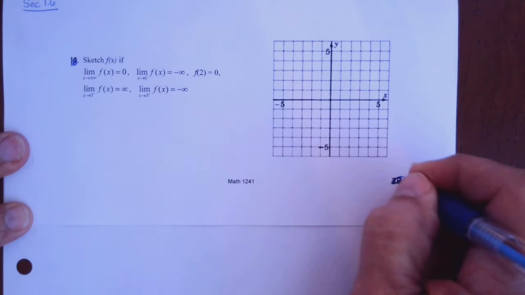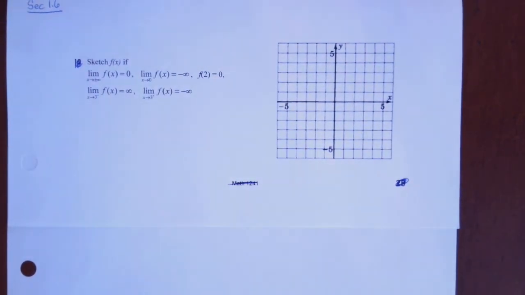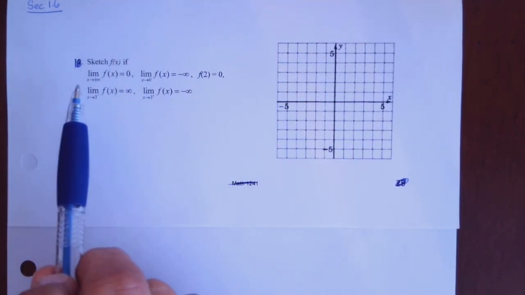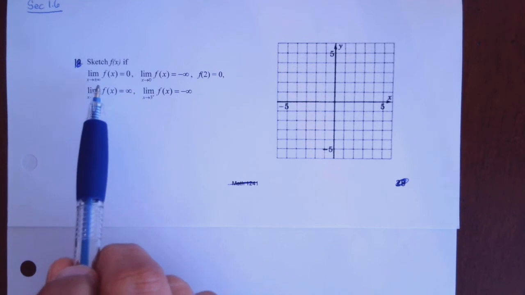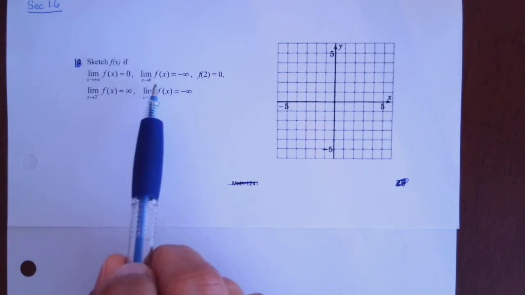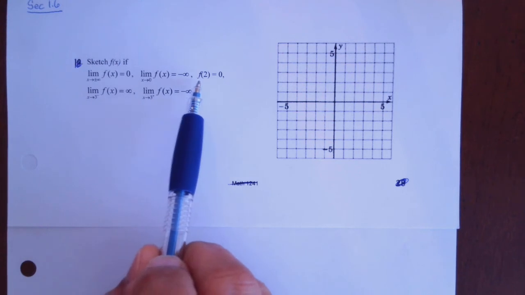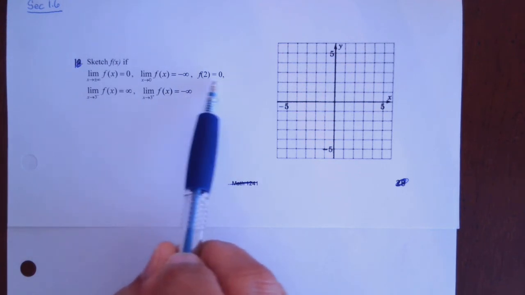Disregard that page number. We're just adding this. So if you want to take a minute, we're going to sketch this graph based now on things that we've learned. So we have the limit as x goes to plus or minus infinity of f of x being 0, okay? We have the limit as x goes to 0 of f of x being negative infinity. We have an ordered pair, function value f of 2 is 0.